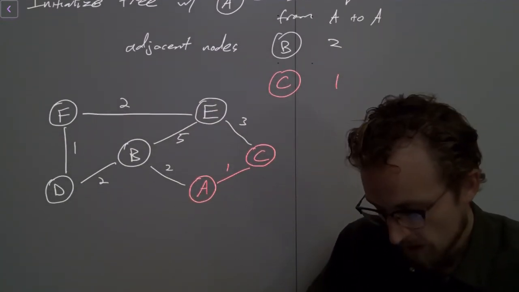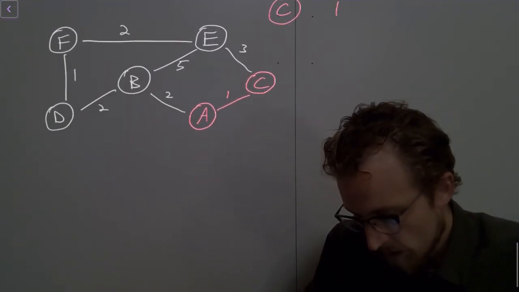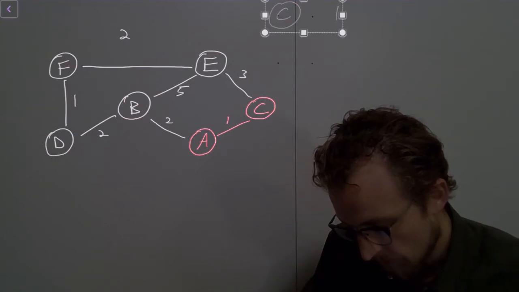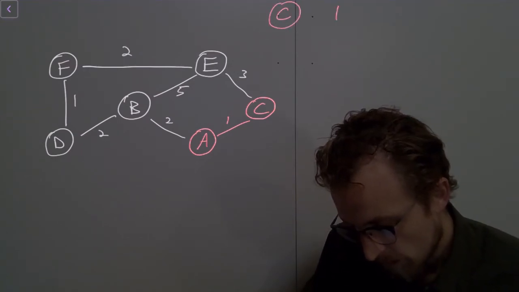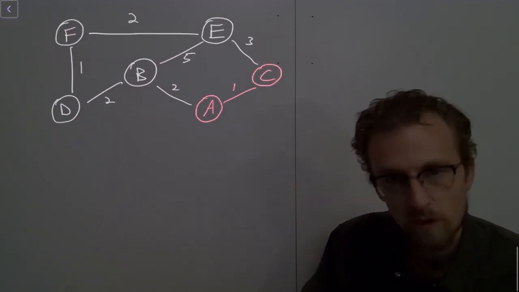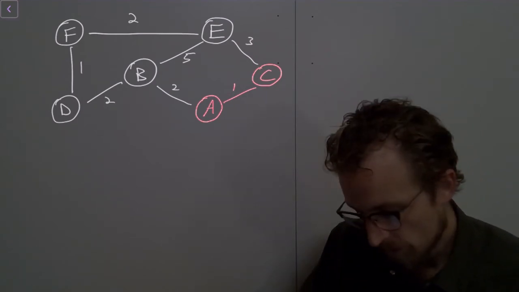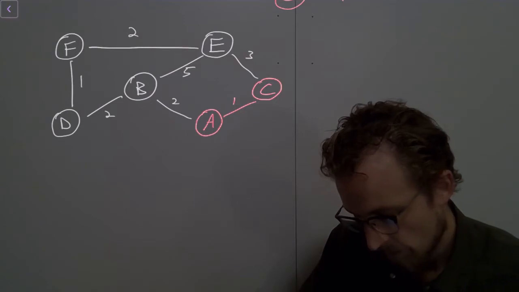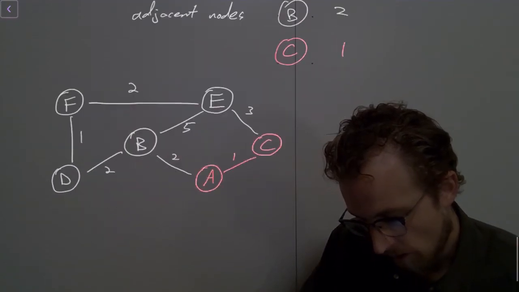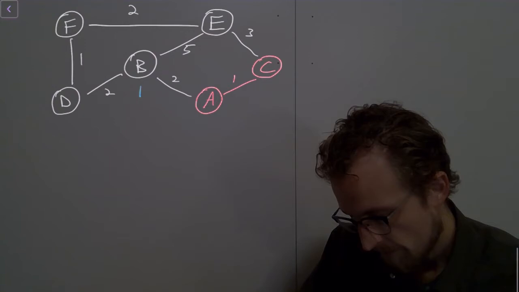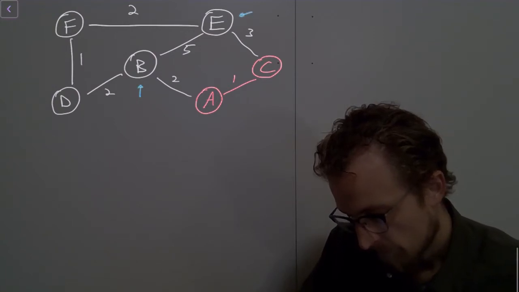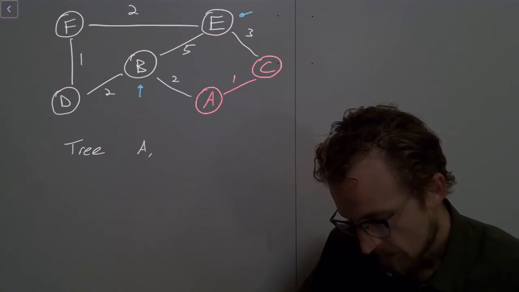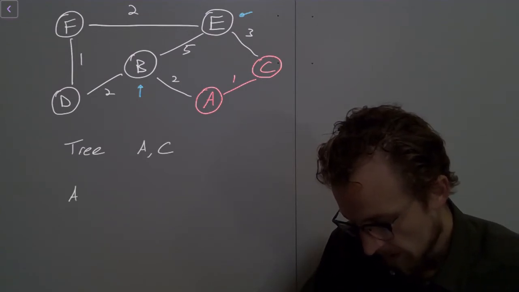Okay, so now after step one, we have a tree that's a little bit more interesting. So we've got the tree that looks like this. The tree is the nodes A and C. And so what we'll do is we'll say what nodes are adjacent to the tree. Well, the nodes that are adjacent to the tree are B and E. Okay, so what is our tree? Our tree is A and C. What nodes are adjacent?